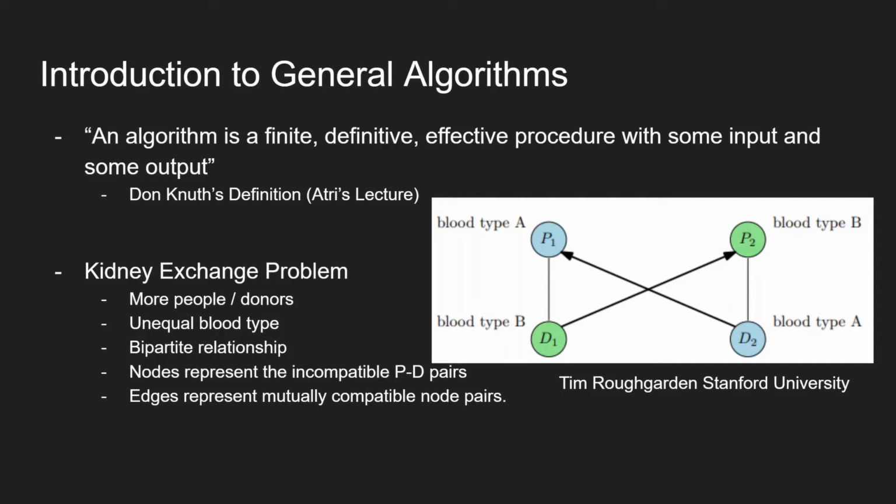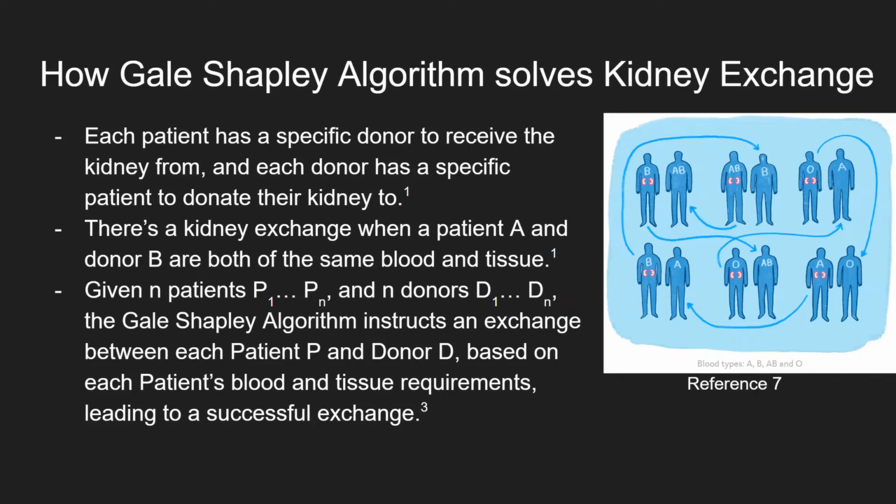since more people and donors leads to an uneven distribution of blood and tissue types. So another thing is when we visually represent this scenario, we're going to represent patients and donors as nodes, and we're going to represent mutually compatible node pairs as edges between two nodes. In this algorithm, each pair contains a patient that needs a kidney and a donor that is willing to donate their kidney to their loved one but cannot due to incompatibility.